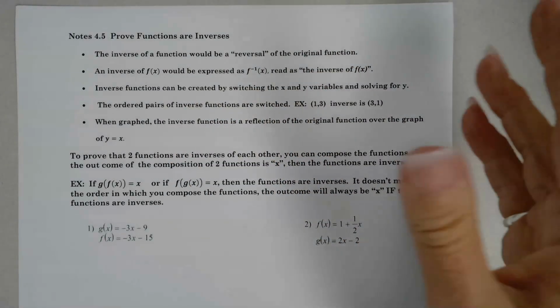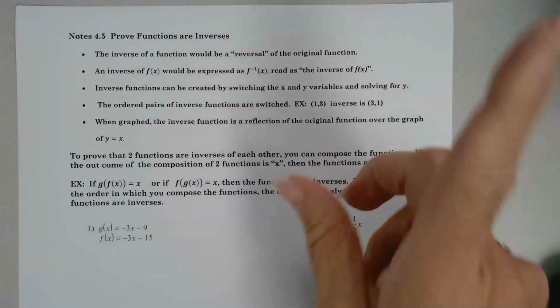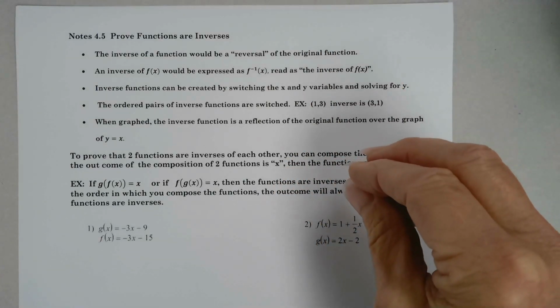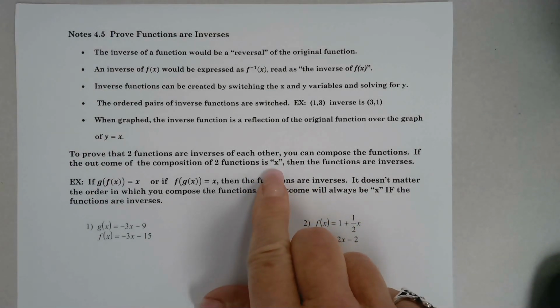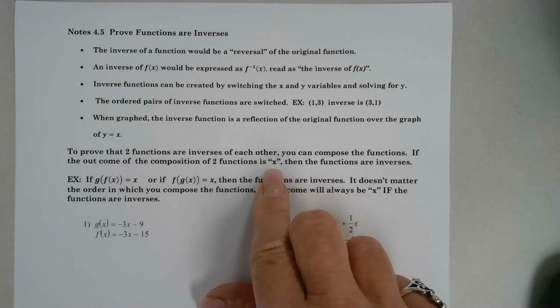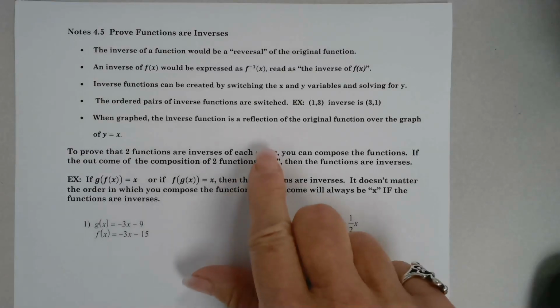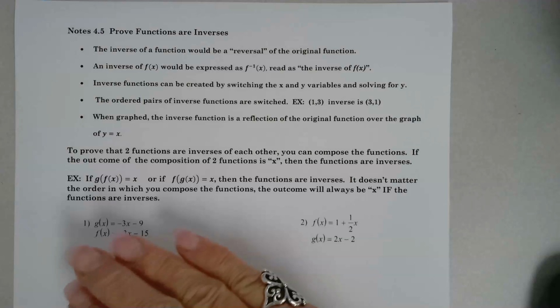Now today we're going to take two functions and compose them. We've done composition of functions, and when we compose them, we should end up with the value of just x. So instead of a longer equation, we should end up with x if the functions are inverses. But if you don't end up with just an x, they are not inverses.